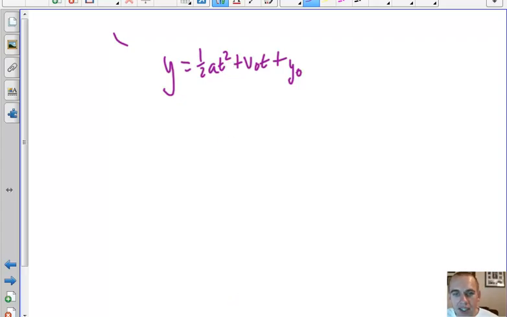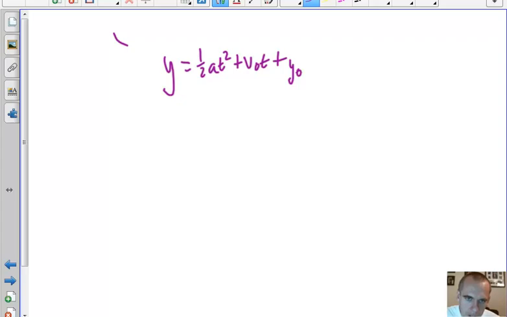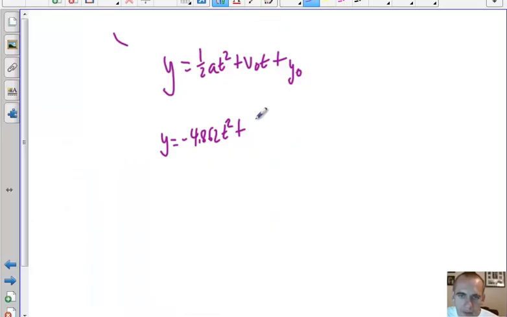direction. Now if we go back and look at the data it says our a term is negative 4.862. So I know I have the equation y equals negative 4.862 t squared plus the b term it gave us is 6.55 and the c term is 1.4. So plus 6.55 t plus 1.4 meters. So what's that showing is that this ball started around 1.4 meters high at time 0.